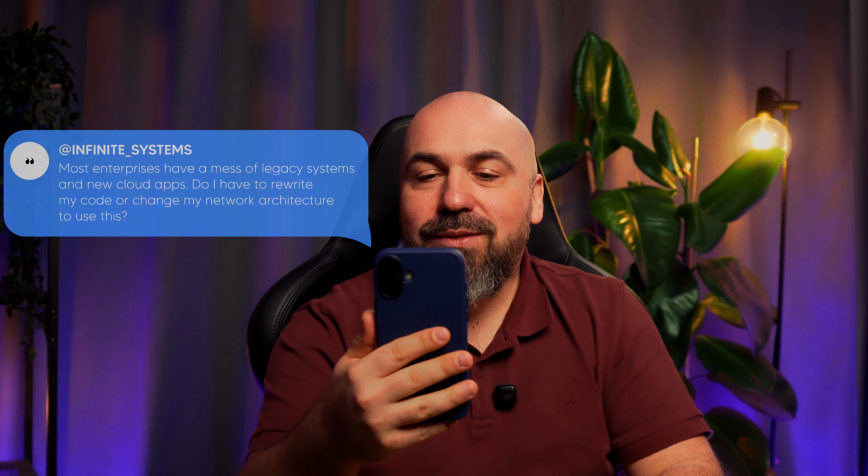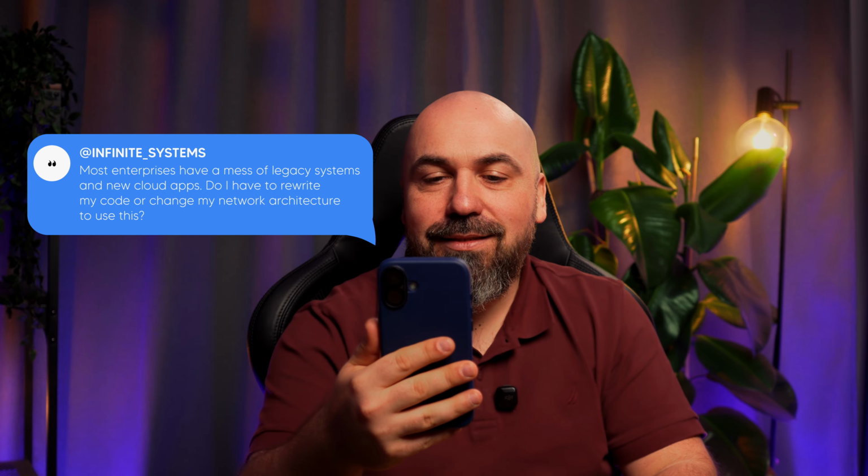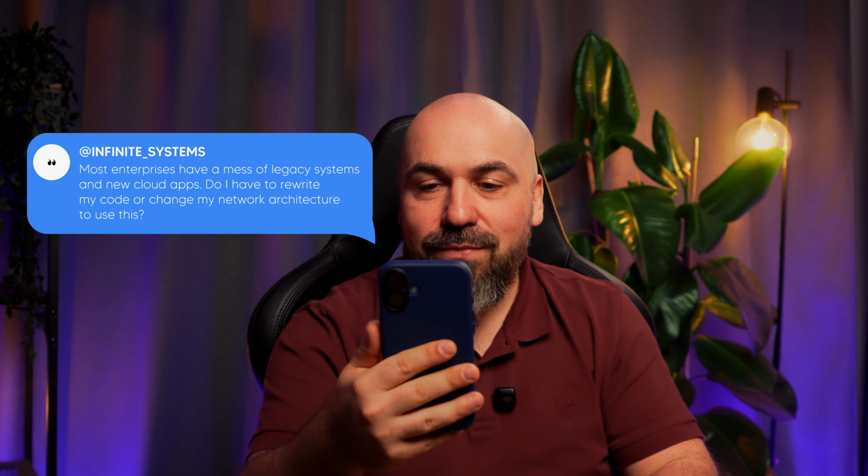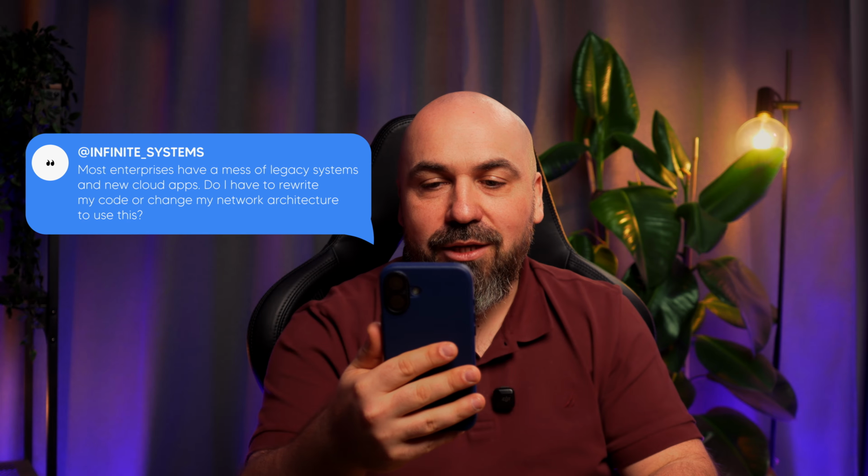Even if Ghost goes offline during your already established session, the last state is remembered, allowing you to continue your work. Most enterprises have a mess of legacy systems and new cloud apps. Do I have to rewrite my code or change my network architecture to use this?